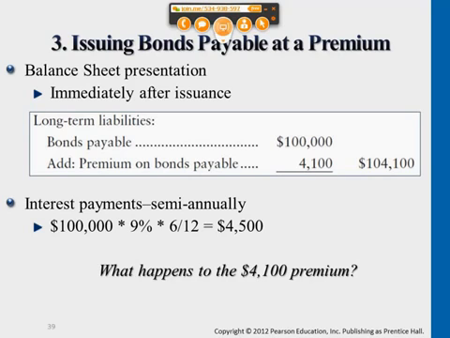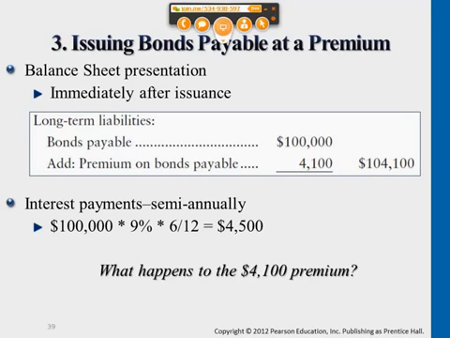Now don't forget that interest for bonds is paid every half a year. The formula to pay interest, the cash interest part, is exactly the same for all three cases. We're always calculating cash interest based on the $100,000 face value times interest rate times half a year. So this cash interest payment, $4,500, is the same for issuing at par, at a discount, and at a premium.